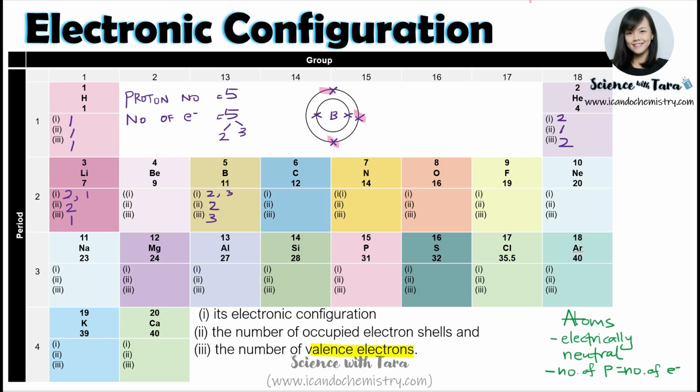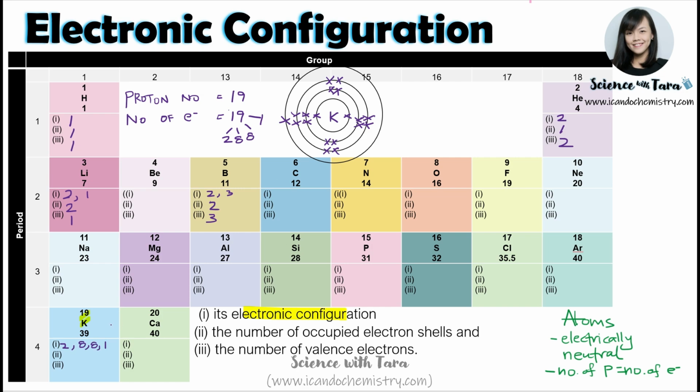Last example, let's focus on potassium. 19 protons, hence 19 electrons. First shell takes in 2, second shell takes in 8, left with 9 electrons. We will need the third shell to take in another 8, and the fourth shell to take in the last electron. The electronic configuration is 2, 8, 8, 1. The number of occupied shells is 4, and there is 1 valence electron.